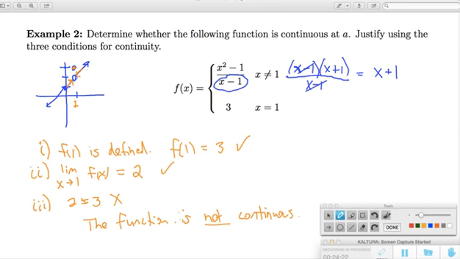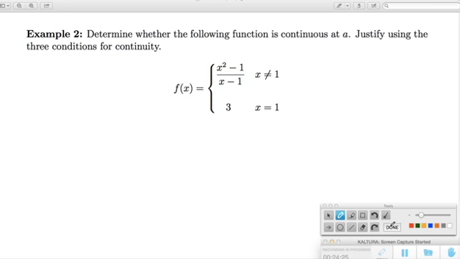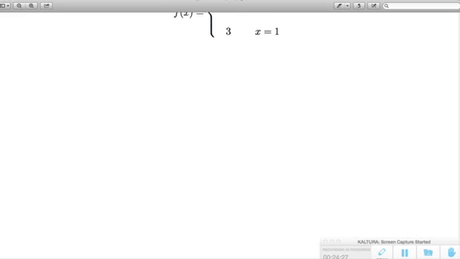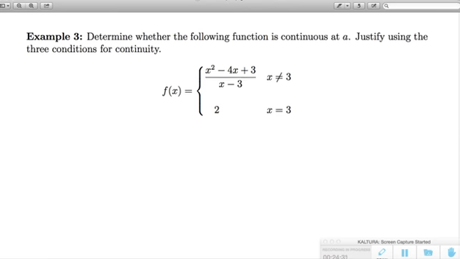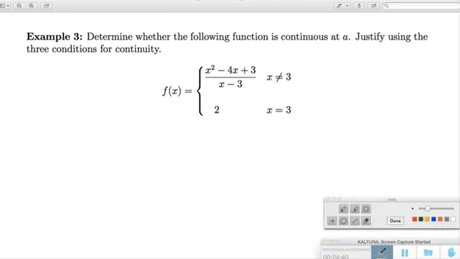All right, so let's go on if you're ready. Example 3. Well, we've got a function here, and as you can see, it looks like 3 is where the potential problem is going to be.